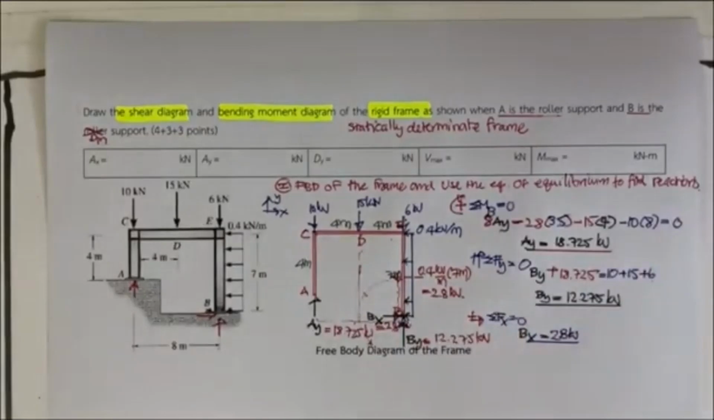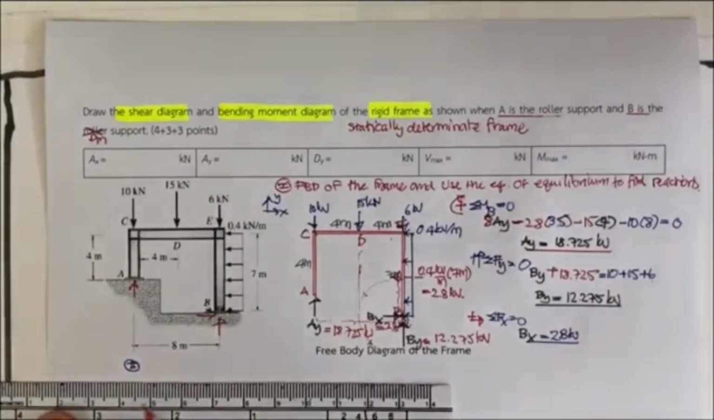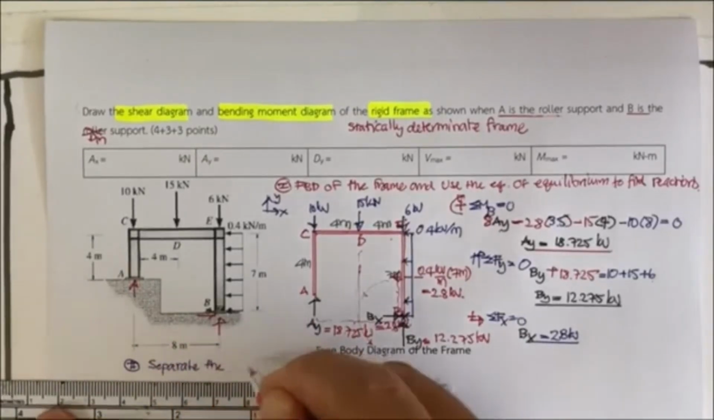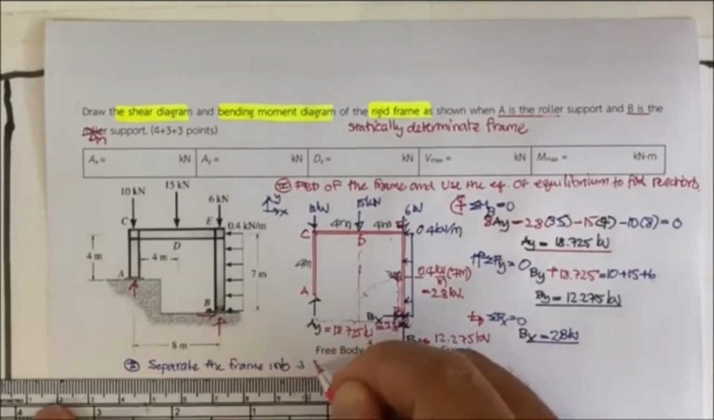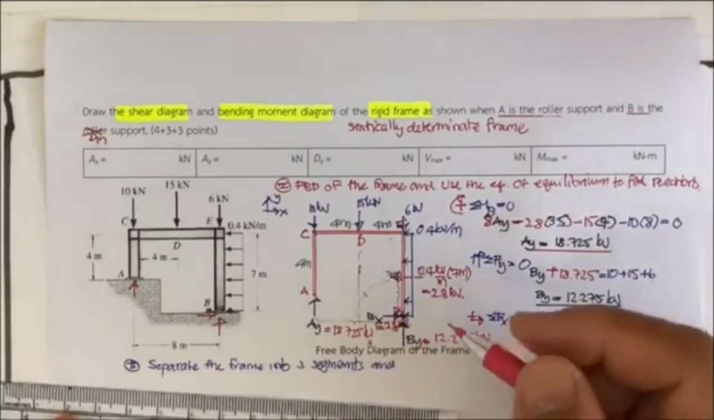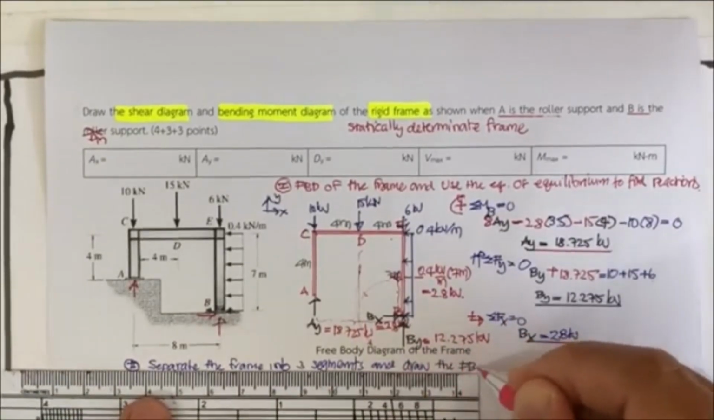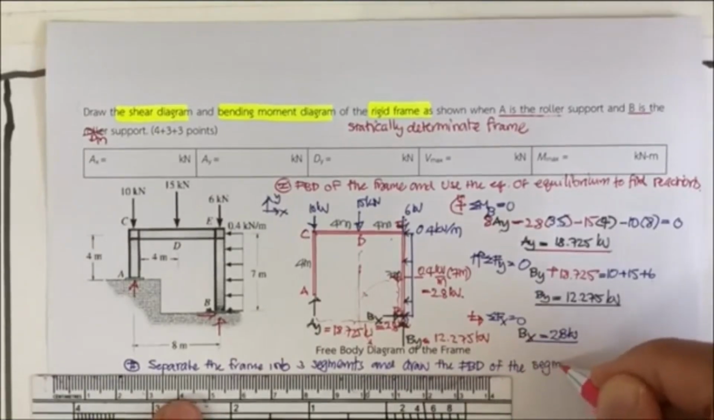So now we have the reactions of the frame, and then we're going to separate. Second, we're going to separate the frame into 3 segments, and draw the free body diagram of each of the 3 segments.